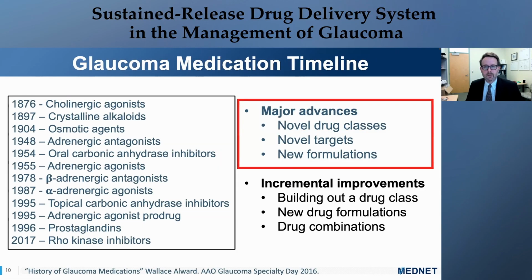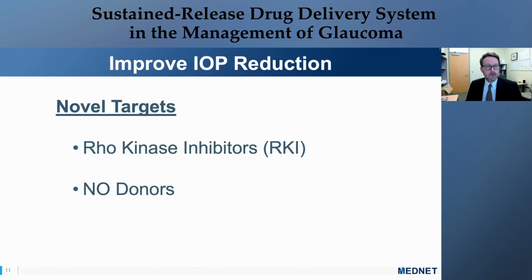But I'd really like to focus on some of the major advances that have happened in the last several years in this presentation. And I'd like to start with describing some of the novel drug classes that have been developed in the past 7 to 10 years. And of the novel targets that we're looking at, Rho kinase inhibitors and nitric oxide donors today.